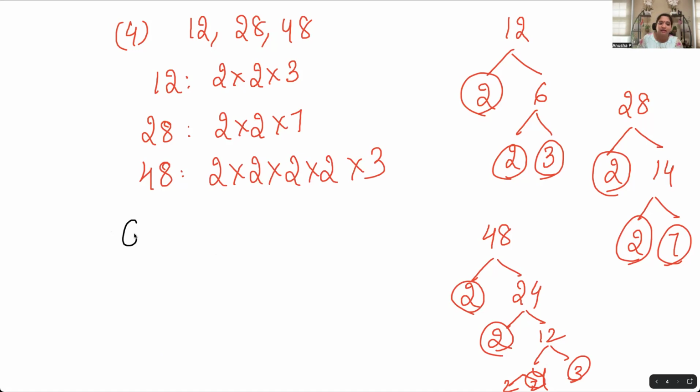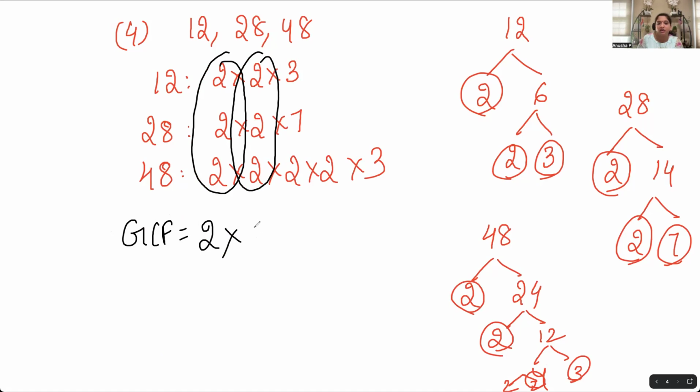What is GCF? GCF is the common factor from all the three numbers. Here the common factor is 2. 2 is available in all the three numbers. So we are writing 1, 2. Okay. Now the common factor, another common factor is 2. Okay. GCF for these numbers is 2 times 2, which is 4.